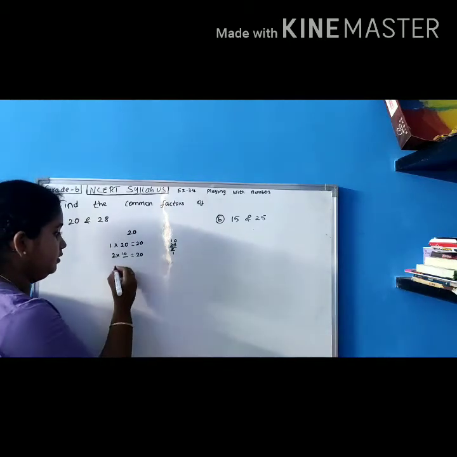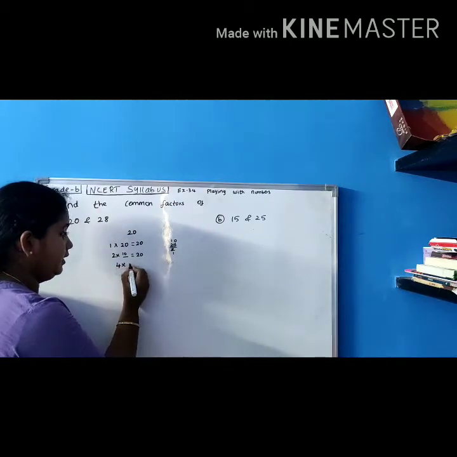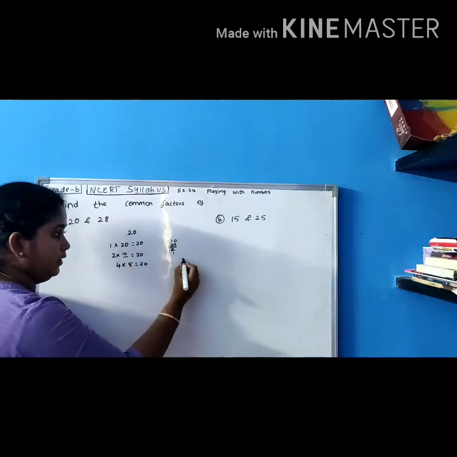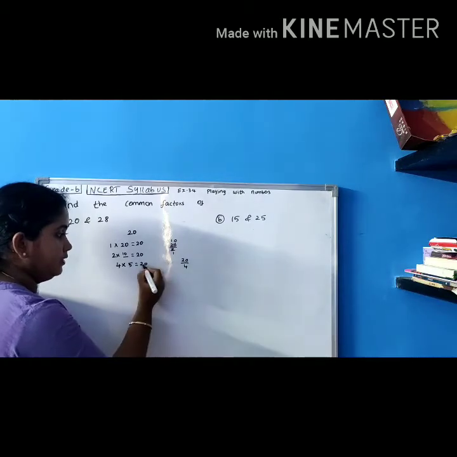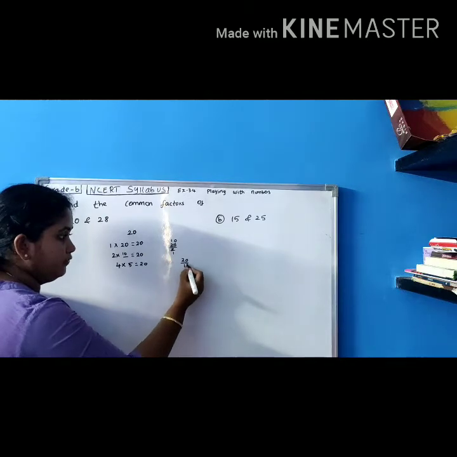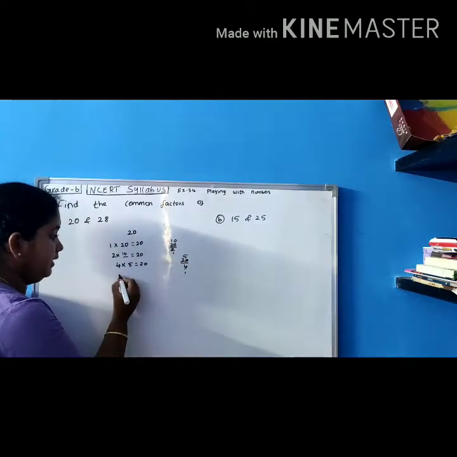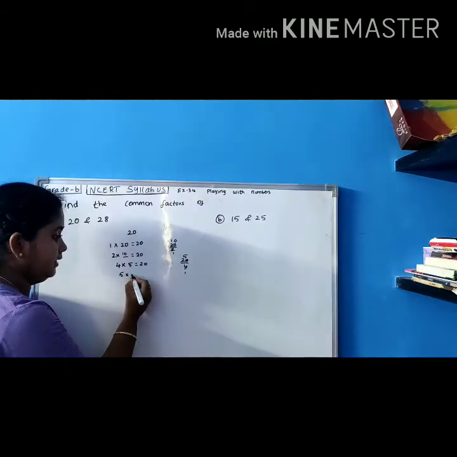Then 4 into what gives you 20? We all know that 4 into 5 gives you 20. If you don't know, you know what to do: 20 divided by 4. This number divided by this number will give you this answer. 1 4 is 4, 5 4s are 20. So 5. Then the next number is 5. 5 into what gives you 20?